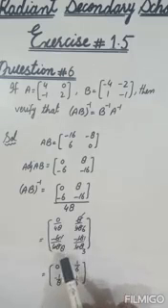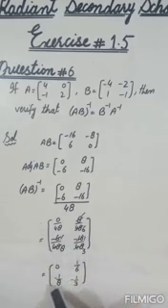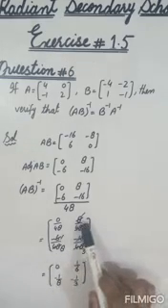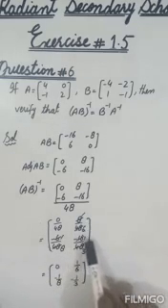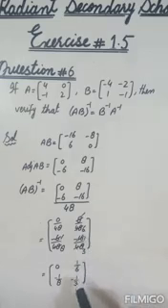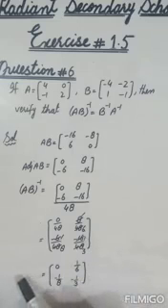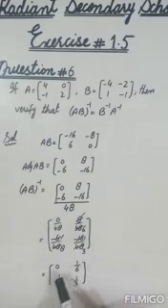6 ones are 6, 6 eights are 48. Answer is minus 1 by 8. 8 ones are 8, 8 6 times are 48. Answer is 1 by 6. 16 ones are 16 and 3 times are 48. So the answer is minus 1 by 3. AB whole inverse is equal to 0, 1 by 6, minus 1 by 8, minus 1 by 3.